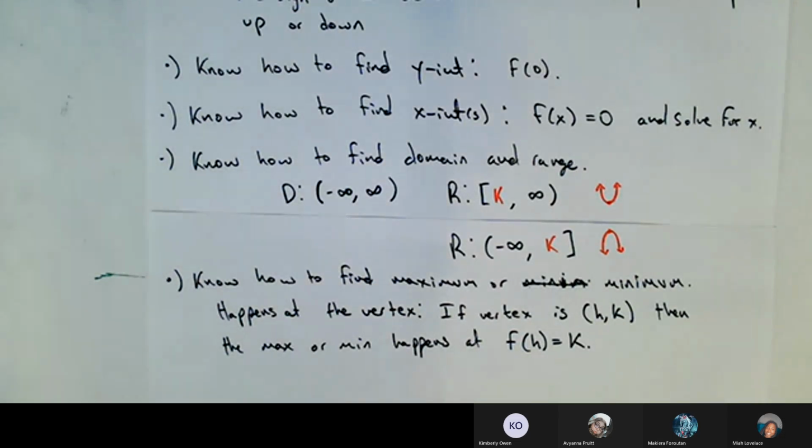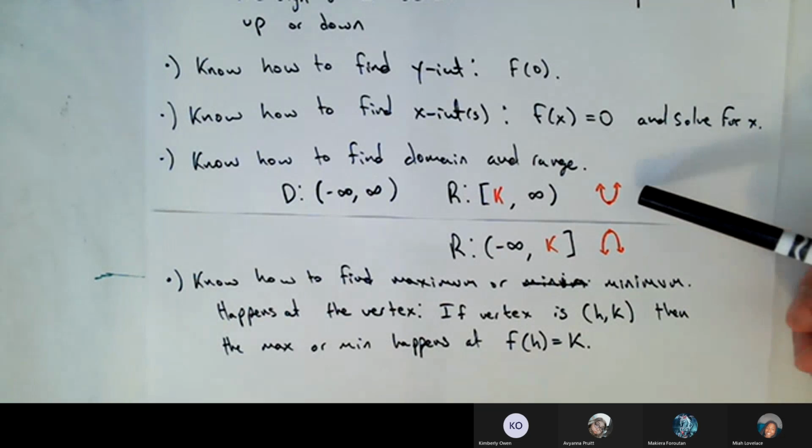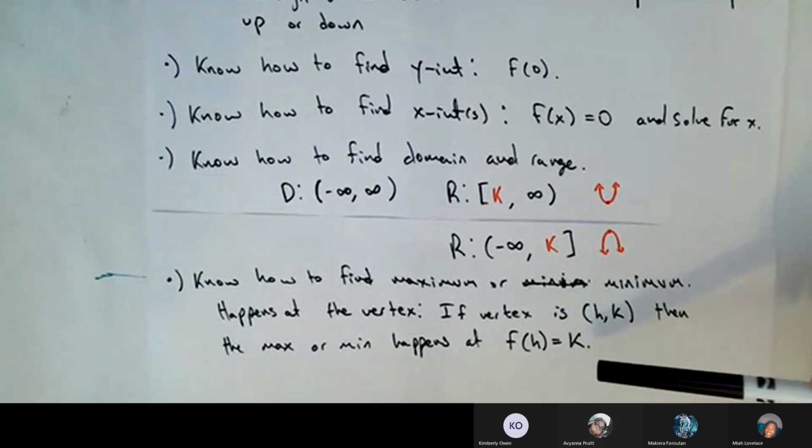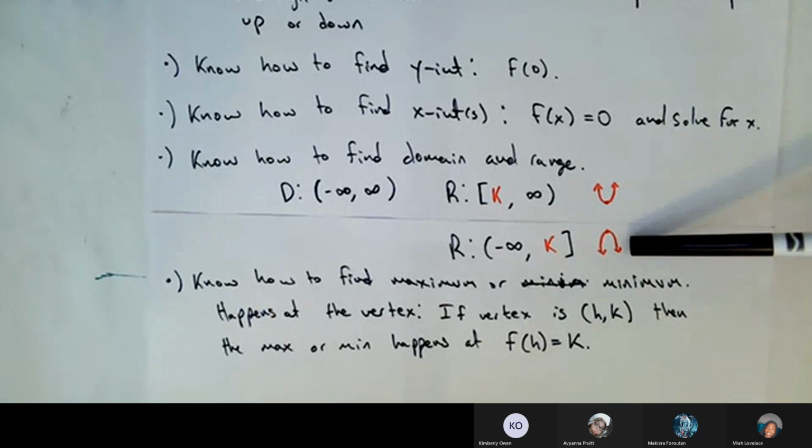Now, is it a max or a min? Well, that's determined by whether your parabola is pointing up or down. If it's pointing up like this, then you have a minimum value. You would call this the minimum. If it's pointing down, then you have a maximum value.